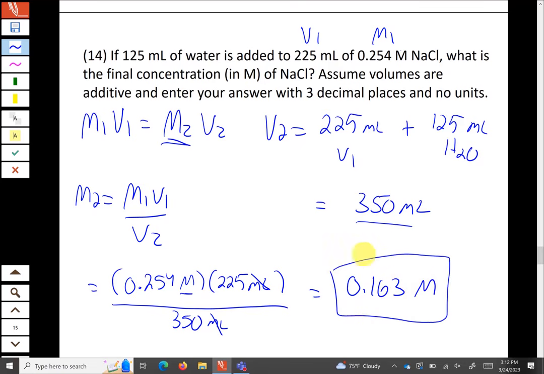So we added water. The molarity did get smaller, so that makes sense. If it had gotten bigger, that means we messed up the math somewhere. And that's going to be a typical dilution problem. Okay, questions on that?